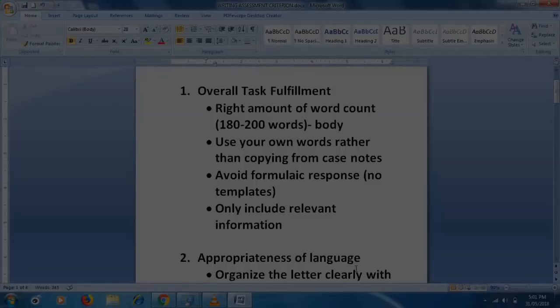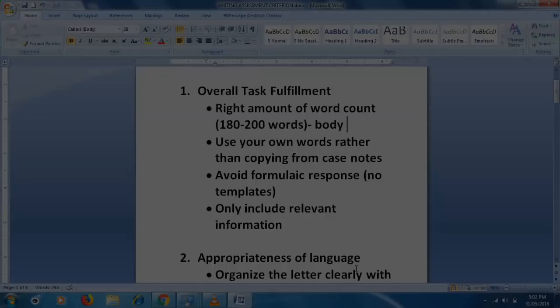Don't write the shortened form as it's written on the case notes, because the case notes are prepared for other health professionals to read with an understanding that they will interpret the meaning when they read it. But now you're writing to a different audience, and depending on the recipient that you're writing to, you will have to adjust the language that you use.